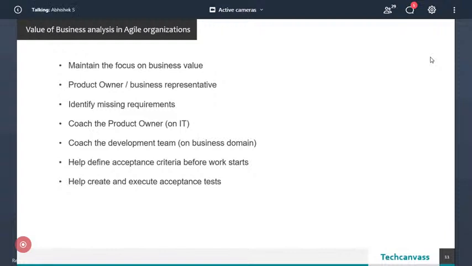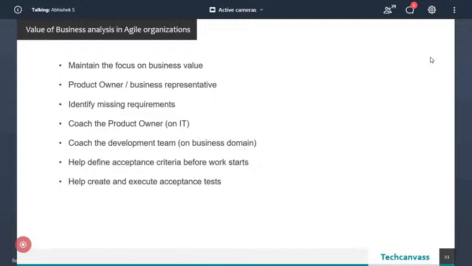Right. So just a quick bit on the value of business analysis in an agile organization. Of course, you need to maintain the focus on the business value. As a business analyst, going back to one of the topmost principles we've seen in the discovery framework, it is seeing the whole picture. So you always need to ensure that the focus on the business value is maintained.